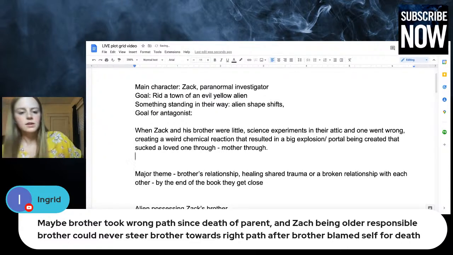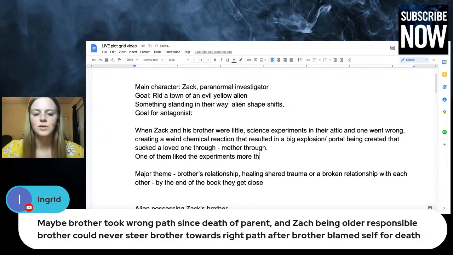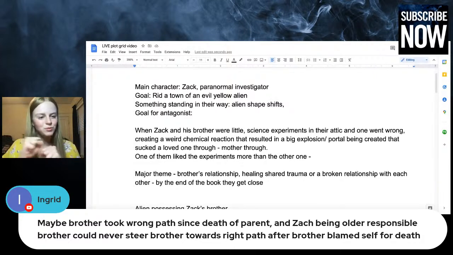So then this can create a lot of tension, maybe because one of them liked the science experiments more than the other one, so that one of them blames the other one for the death. And it's that kind of explosion that created the alien. And maybe the alien has been living inside of their house, or has attached onto some kind of object in their house and has slowly been growing over the course of some years, allowing that relationship to grow apart and a lot of tension to be established between the two of them, maybe.